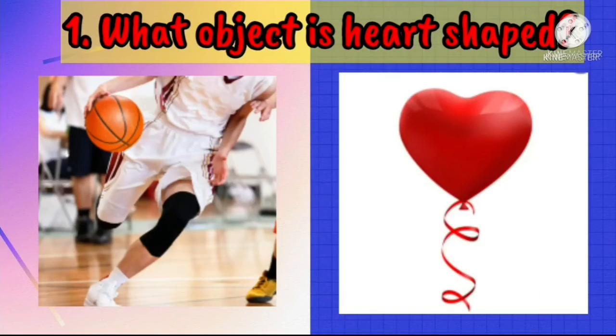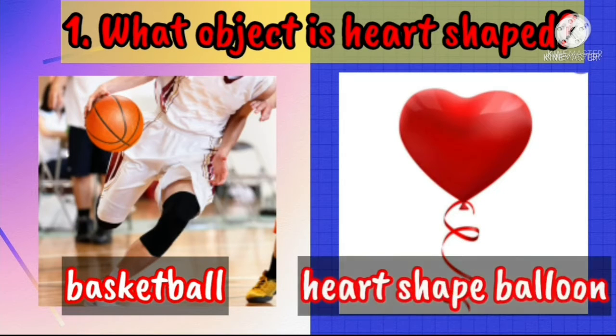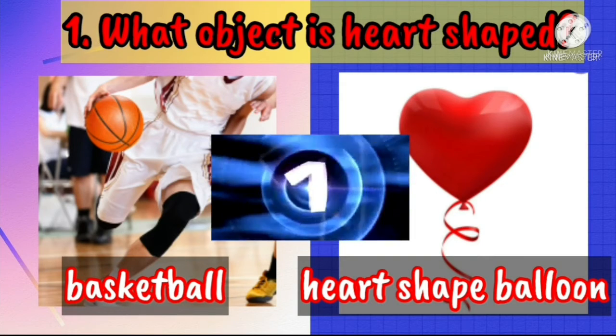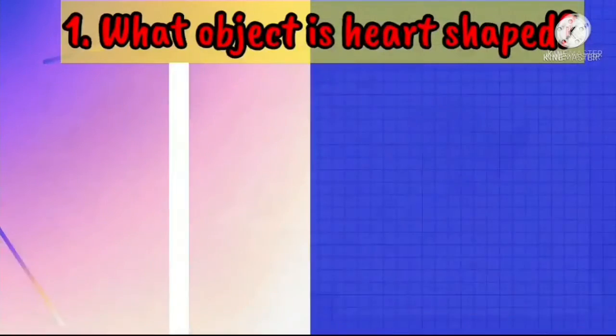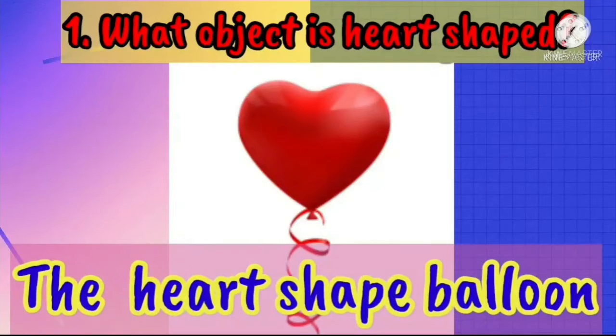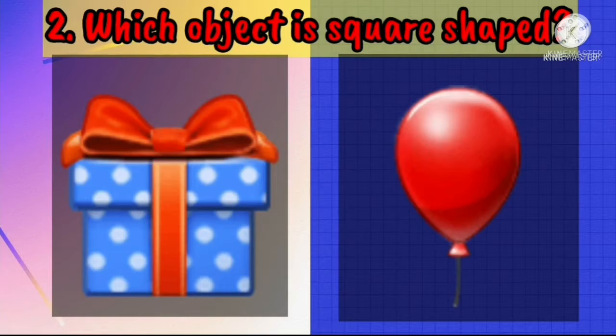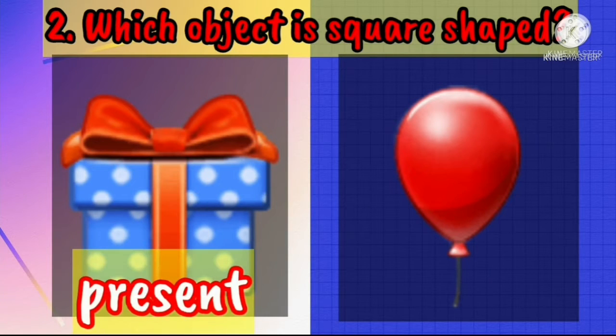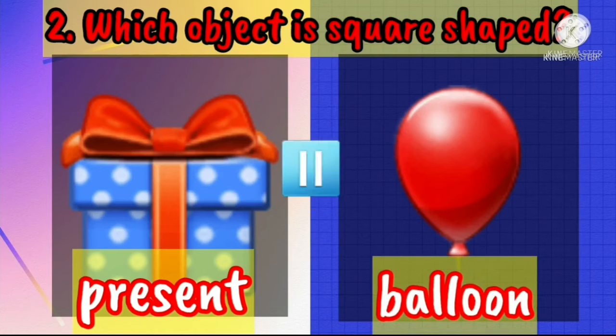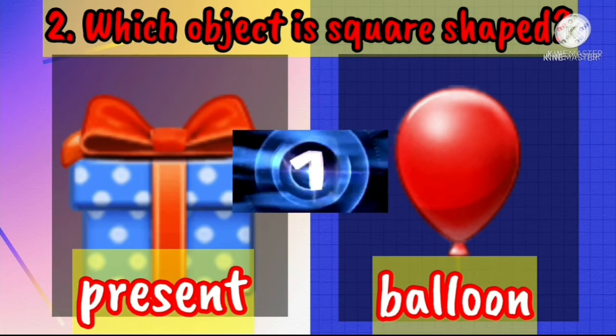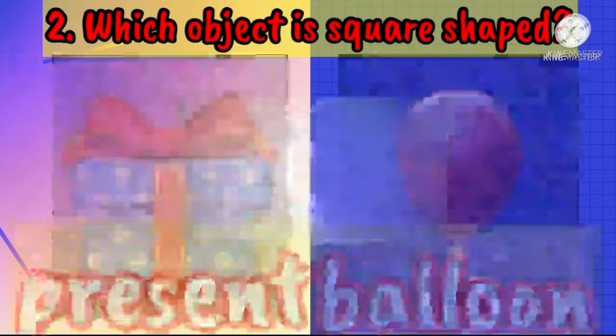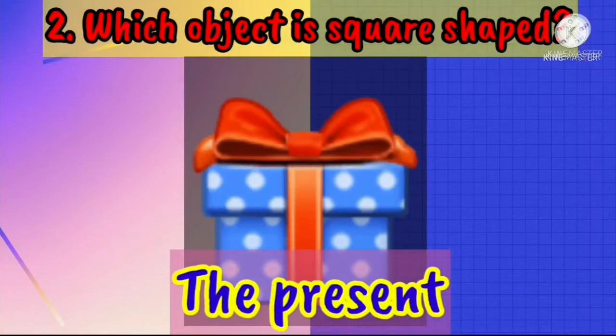What object is heart shape? Basketball or heart shape balloon? The heart shape balloon. Which object is square shape? Present or balloon? The present.